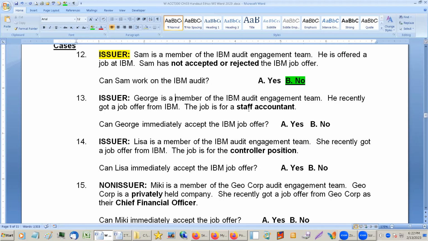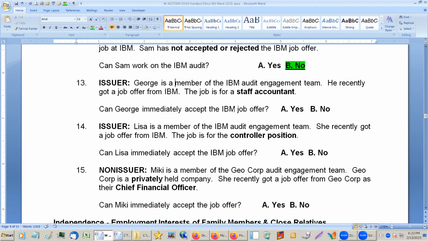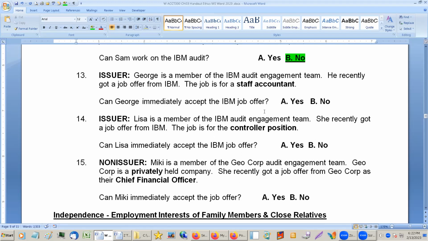George is a member of the IBM engagement team. He recently got a job offer from IBM. The job is for staff accountant. Can George immediately accept the offer? No. Staff accountant, probably yes. That's probably not going to be somebody who, while they will do accounting work, is going to have a whole lot to say as far as the financial statements go. So I would say a staff accountant, probably yes.